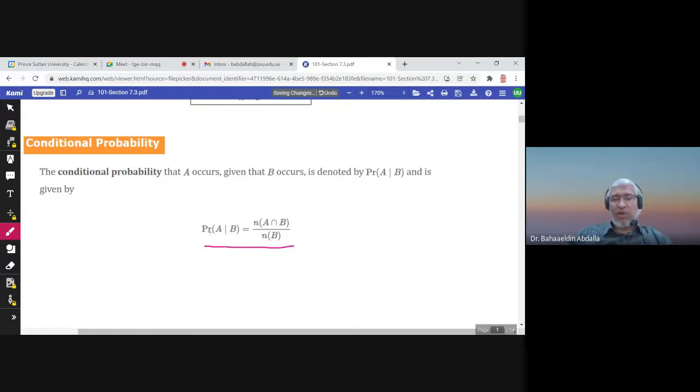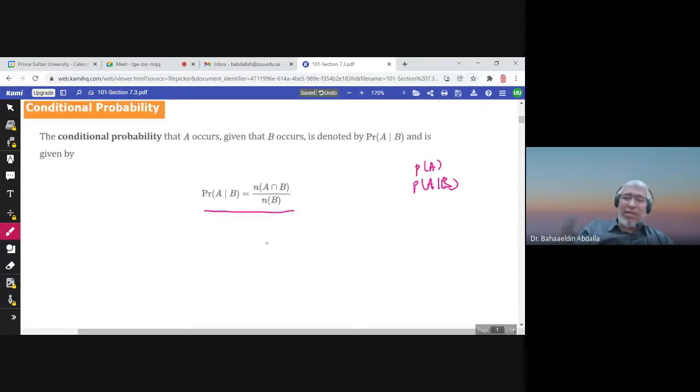Notice that we are finding the probability of A. Okay, so there is a probability of A and there is a probability of A given B. Probability of A is called the unconditional probability of A. So then there is no condition here. To find the probability of A, usually you use the sample space. You divide by the number of elements in the sample space. But for the conditional probability of A, when B is given as a condition, you divide by the number of elements in B, not in the sample space S.